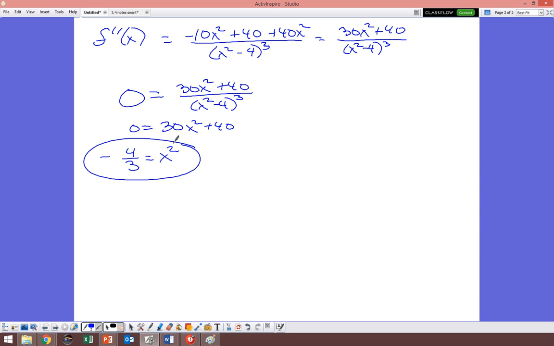Okay, so f double prime of 0: on the bottom, I get negative 4 to the third, which is negative 64. And then the top is 0 plus 40, so a positive 40. So that's negative. So it's all concave down.